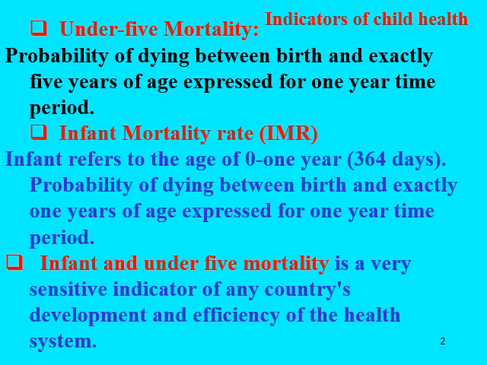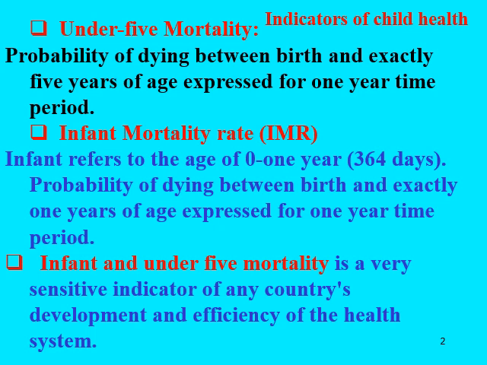Under 5 mortality: the probability of dying between birth and exactly 5 years of age, expressed for a 1 year time period. This is one important indicator of child health. It will give us an idea about the mortality of under 5 children with different causes.